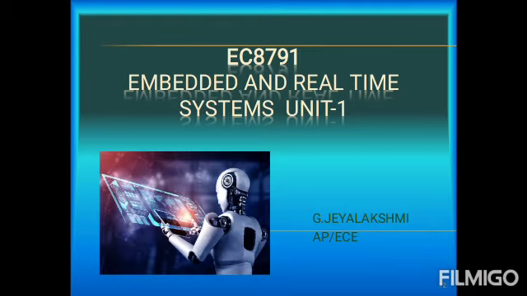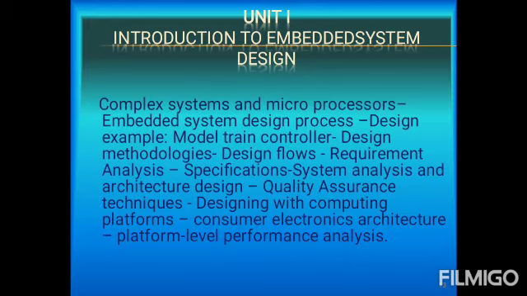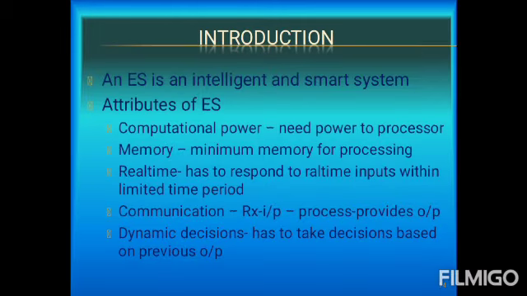Now we are going to discuss the second part of our video, the Unit 1 introduction. Let us start with what we are going to discuss in Unit 1. We are going to discuss complex systems and microprocessors used in embedded systems, the embedded system design process, and a design example, and we will discuss the model train controller, quality assurance techniques, designing with computing platforms, consumer electronics, and platform level performance analysis in the next video. Let me start with that.